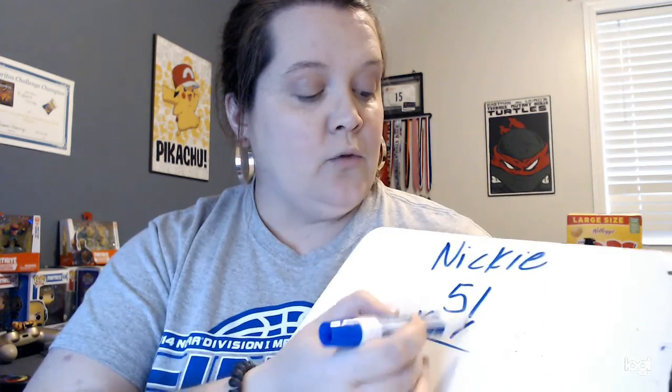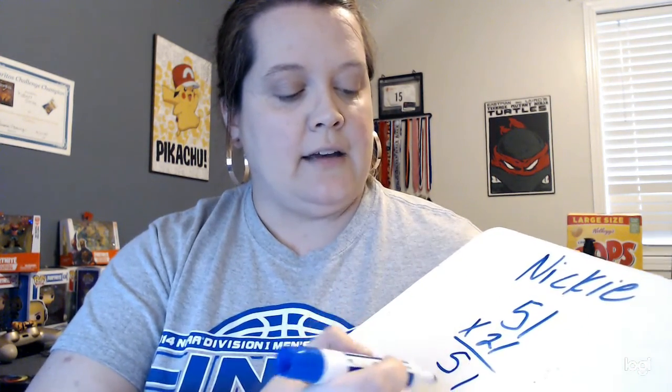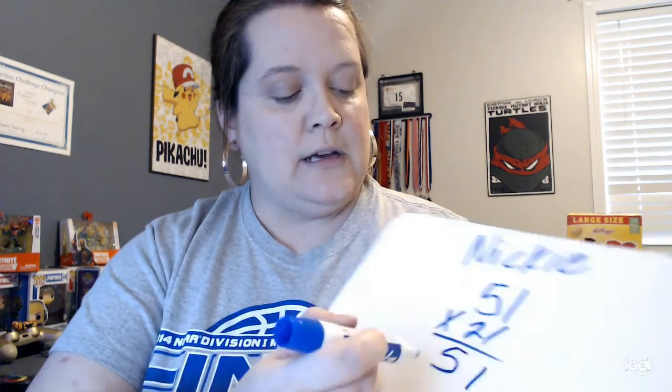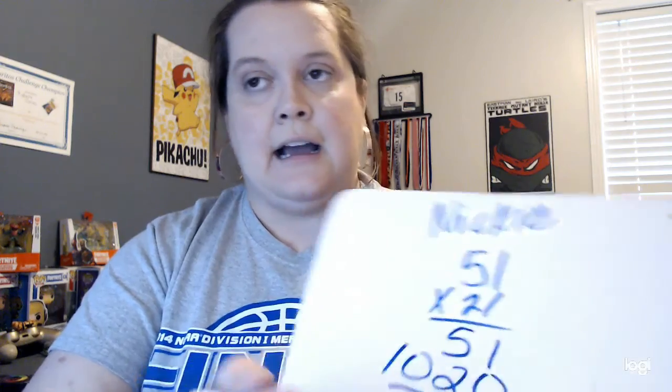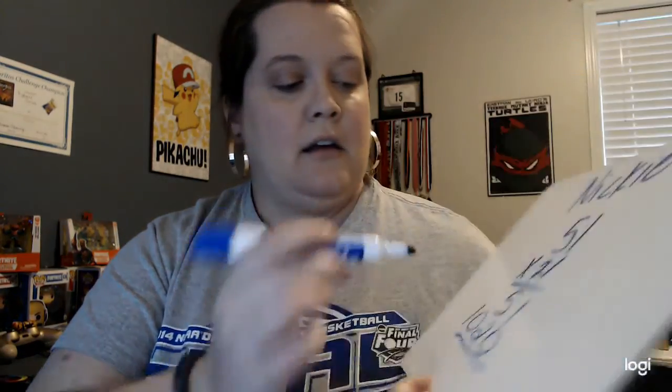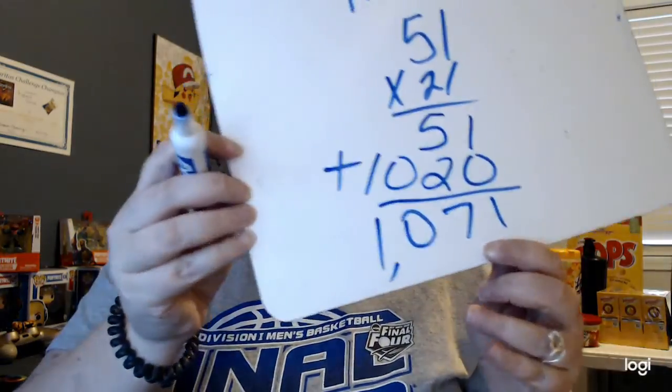So I'm going to do 1 times 1 is 1. 1 times 5 is 5. Now I need a placeholder. And then 2 times 1 is 2. And 2 times 5 is 10. And I could now add. That's 1, that's 7, that's 0, so 1,071. So when I put us all together, that's what that would equal.